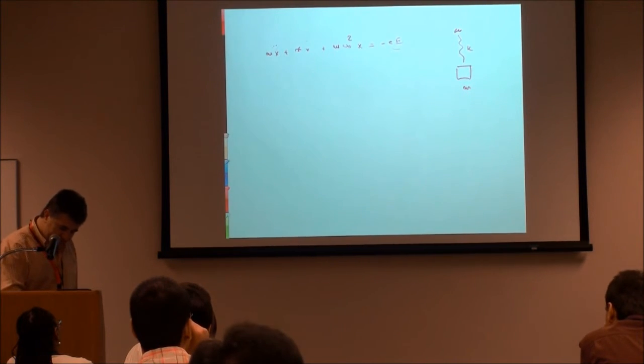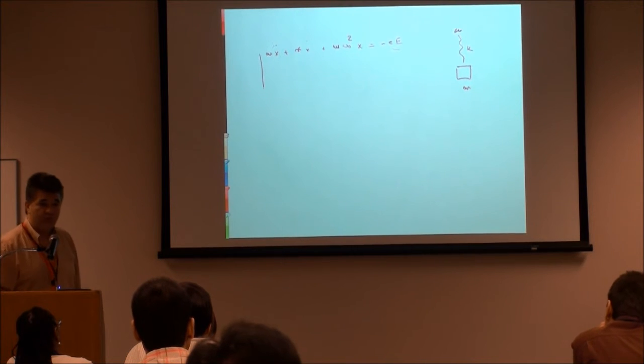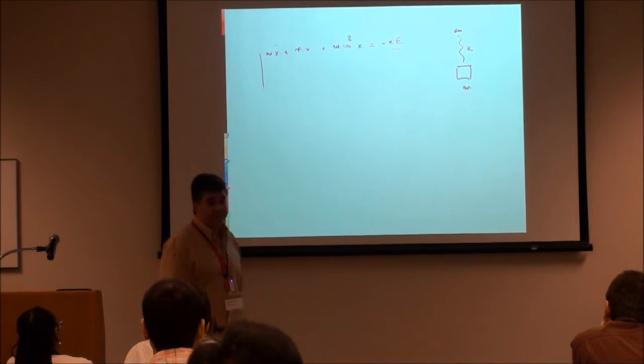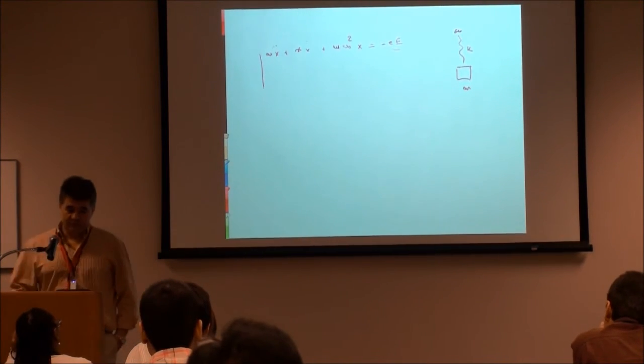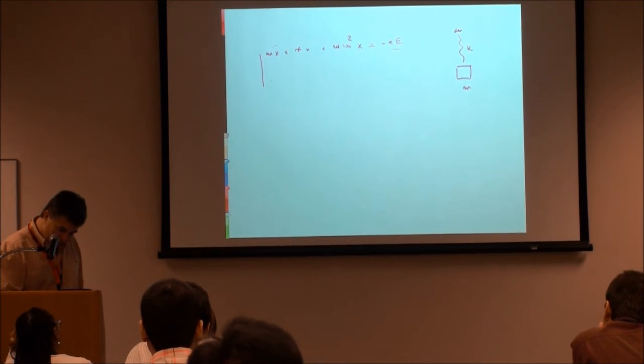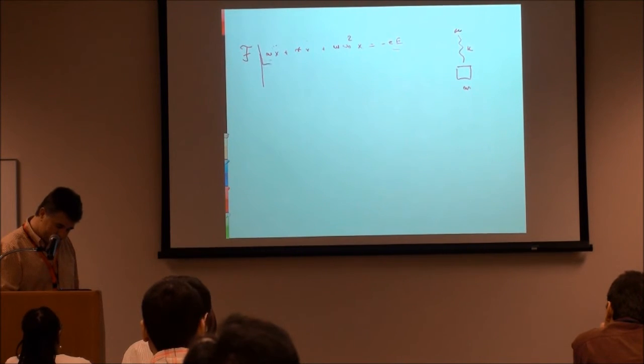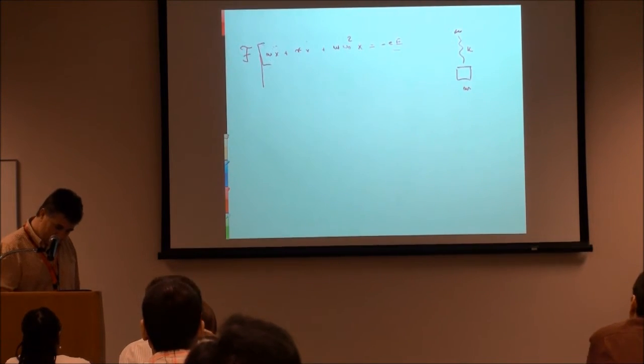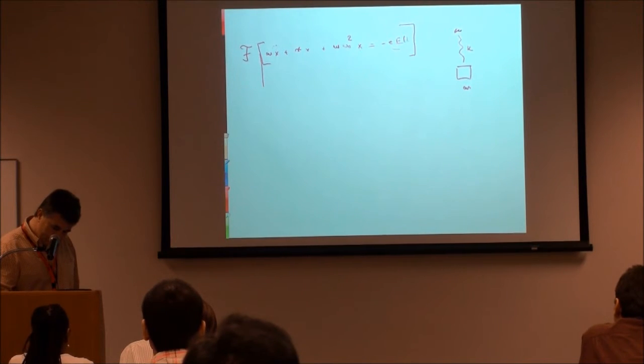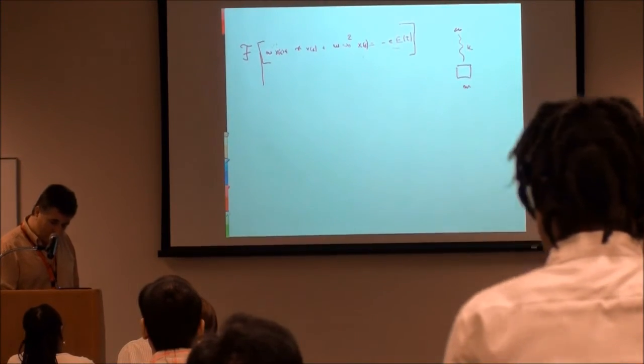How do I solve this? Using the things that we just learned. So x double dot means second derivative, x dot is first derivative. How about if I take the Fourier transform of the whole thing? Okay, somebody read it to me. So all this is x of t.